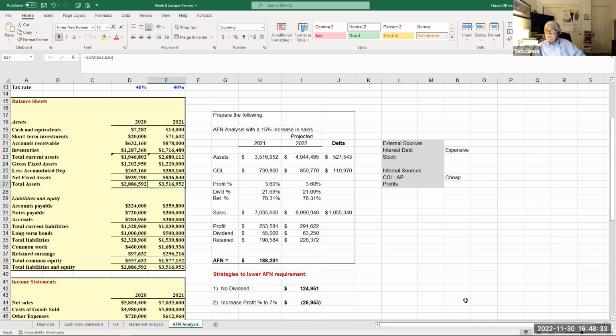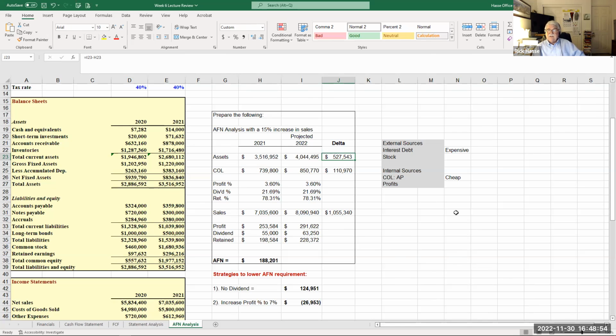So in other words, to increase sales by 15%, the model says we've got to increase assets by 15%, which means a $527,000 investment in additional assets to generate a growth rate of 15%. Where is that money going to come from?